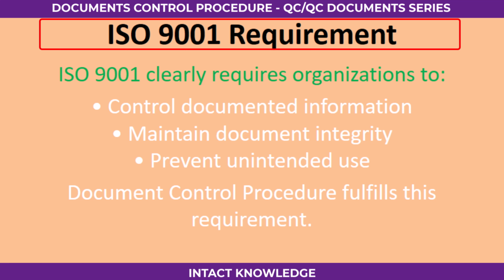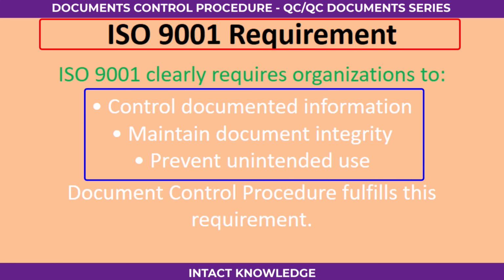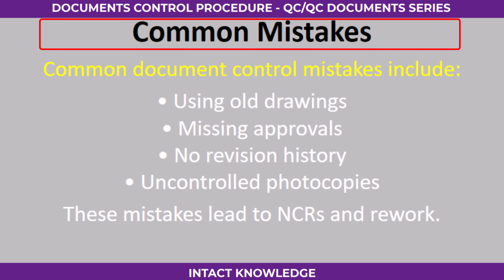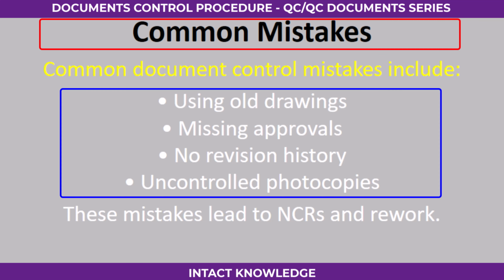ISO 9001 requirement. ISO 9001 clearly requires organizations to control documented information, maintain document integrity, prevent unintended use. Document control procedure fulfills this requirement. Common mistakes. Common document control mistakes include using old drawings, missing approvals, no revision history, uncontrolled photocopies. These mistakes lead to NCRs and rework.